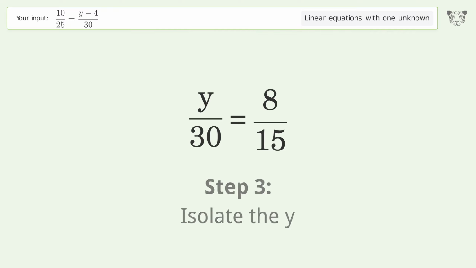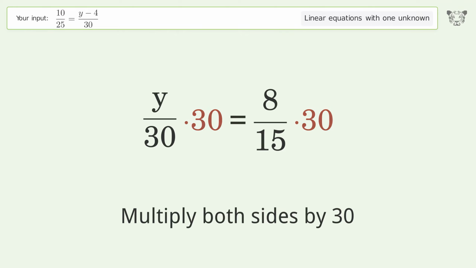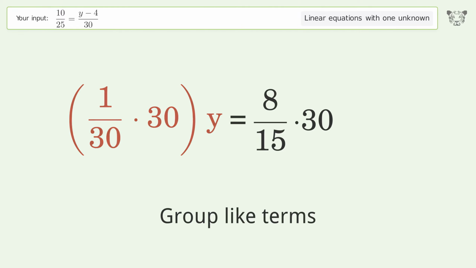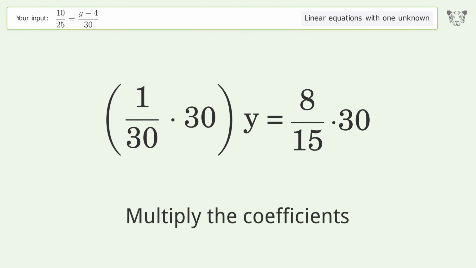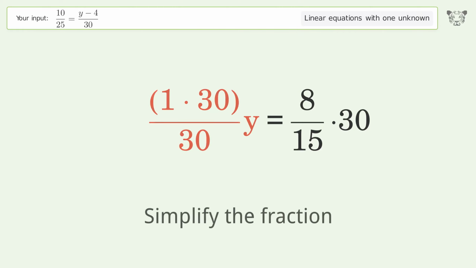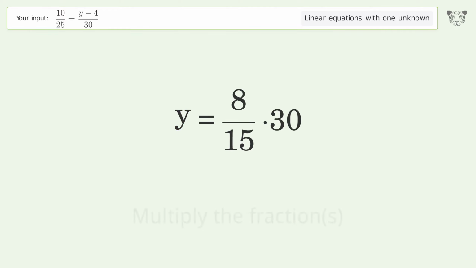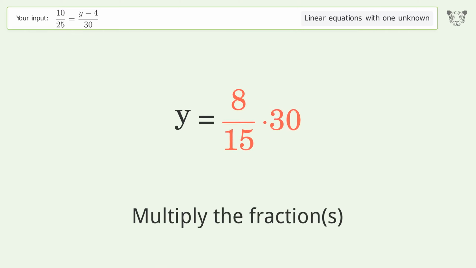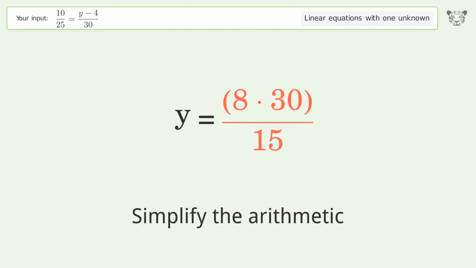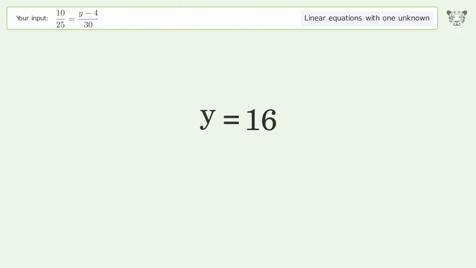Isolate the y. Multiply both sides by 30. Group like terms. Multiply the coefficients. Simplify the fraction. Multiply the fractions. Simplify the arithmetic. And so the final result is y equals 16.